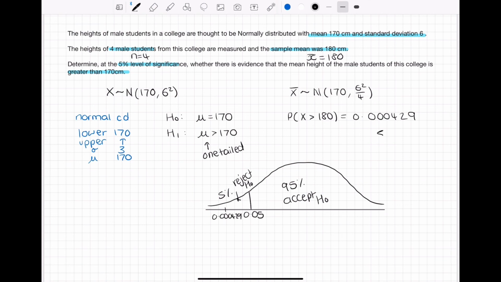So you can just write in the exam that it is less than 0.05, and therefore we will reject H0 and conclude, rewording H1, that the mean is greater than 170.